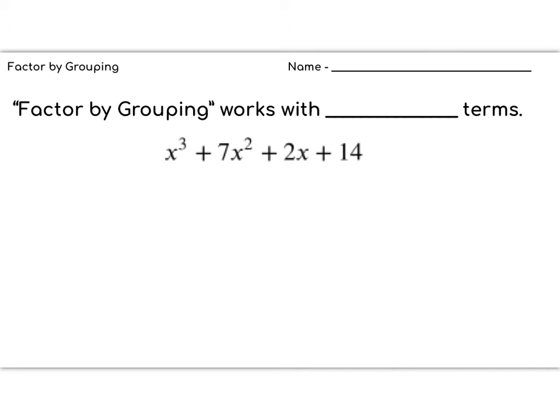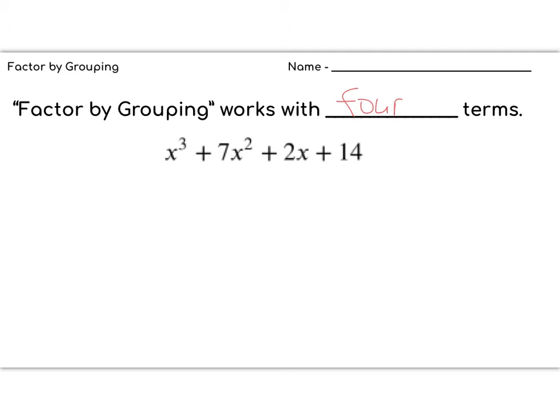Today we are going to learn how to factor by grouping. Factor by grouping works with polynomials that have four terms. So these are not trinomials, they are polynomials with four terms. So one, two, three, four. And the way this works is you want to see the polynomial as two terms and two terms.